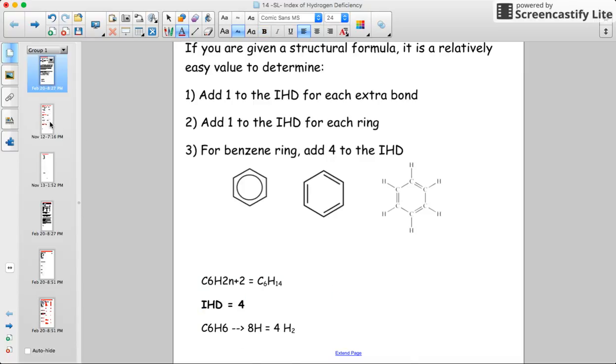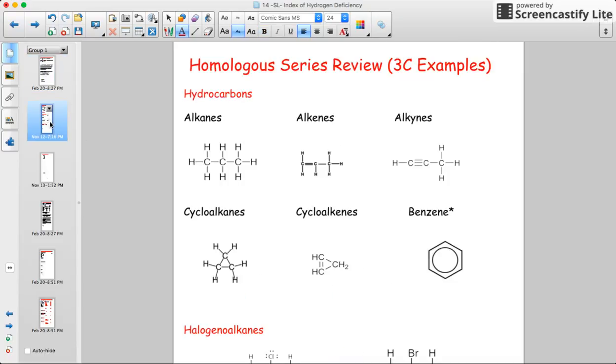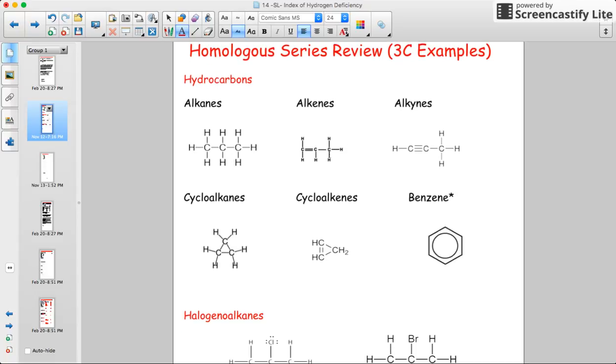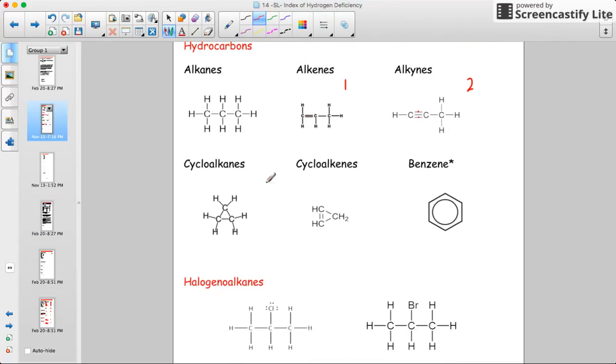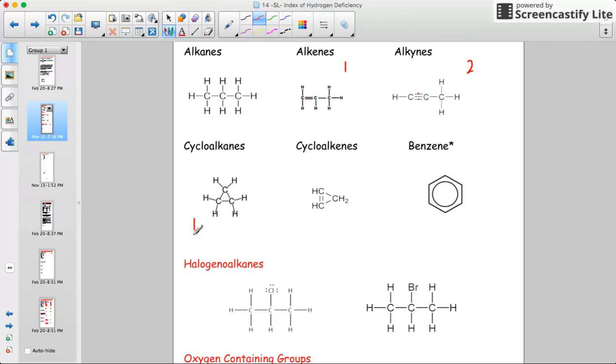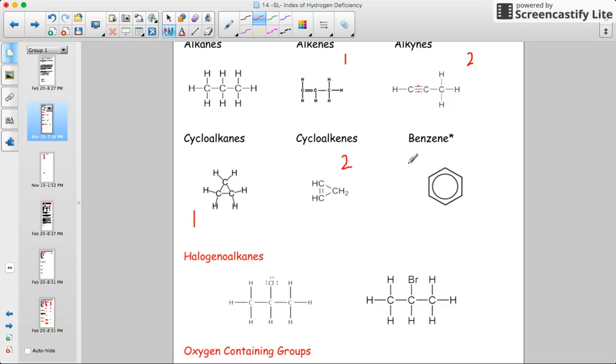Okay. So if you look through a list of our different classes of compounds, alkenes always have values of 1 because they have 1 double bond, 1 extra bond. Alkynes have values of 2 if there's just 1 because there are 2 extra bonds. Cycloalkanes have 1 ring and therefore they give you a value of 1. Cycloalkenes would give you a value of 2 because they get 1 for the ring and 1 for the extra bond. We already mentioned how benzene gives you 4.